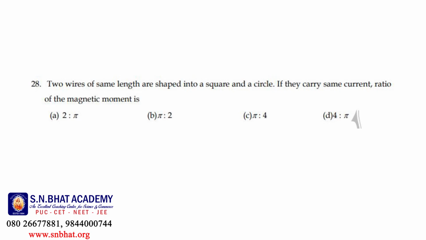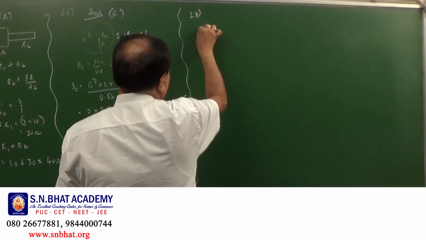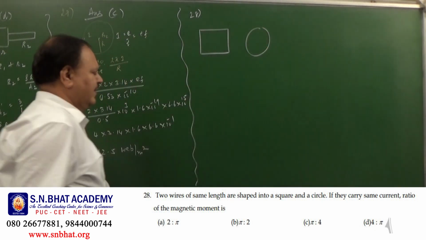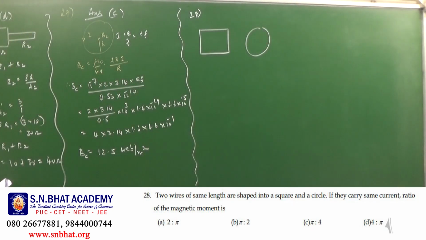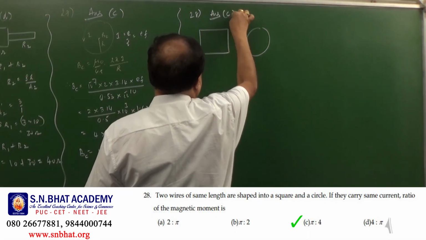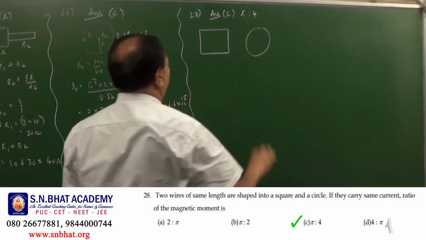See, the question is, two wires of same length are shaped into a square and a circle. If they carry the same current, the ratio of the magnetic moment is equal to. So your two wires are done like this, and other is a circle. Of course, answer for this question is equal to C, that is equal to pi is to 4. So answer is C, pi is to 4.